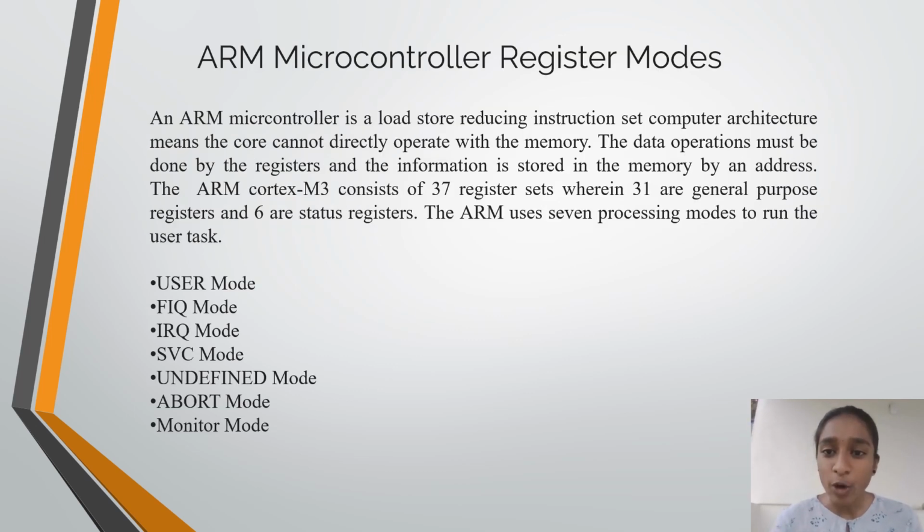Next, we will see the ARM microcontroller register modes. The ARM microcontroller is a load-store reduced instruction set computer architecture, meaning the core cannot directly operate on the memory. The data operations must be done by the registers and the information is stored in the memory by an address. The ARM Cortex-M3 consists of 37 registers, wherein 31 are general purpose registers and 6 are status registers. The ARM uses 7 processing modes to run your task: user mode, FIQ mode, IRQ mode, SVC mode, undefined mode, abort mode, and monitor mode.